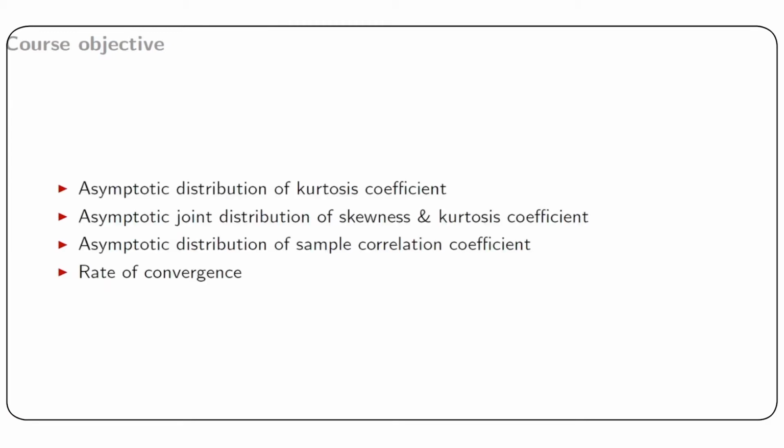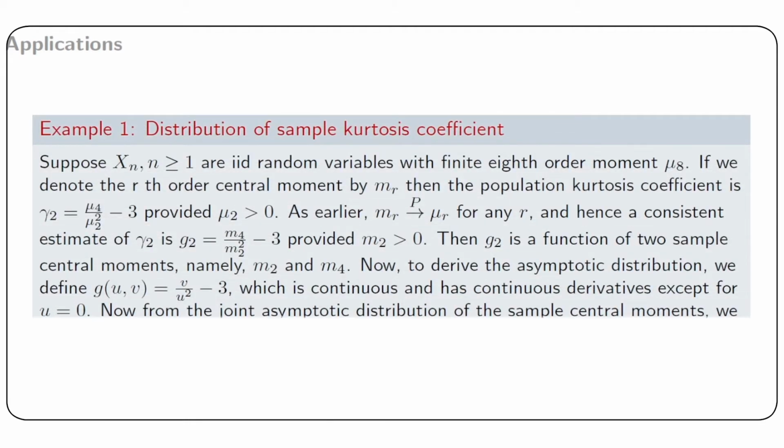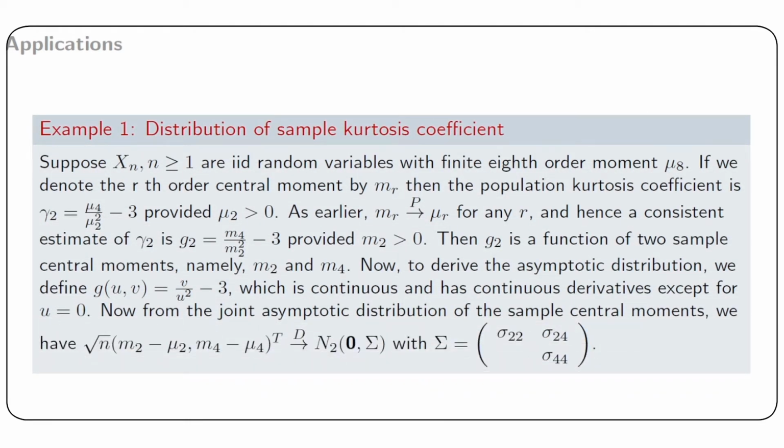So we start with the distribution of the sample kurtosis coefficient, that is, the large sample distribution of the sample kurtosis coefficient. Suppose X1, ..., Xn are IID random variables with finite 8th order moment mu8. If we denote the rth order central moment by mu r, then the population kurtosis coefficient can be defined as gamma 2 equal to mu4 by mu2 square minus 3, provided of course mu2 is greater than 0.